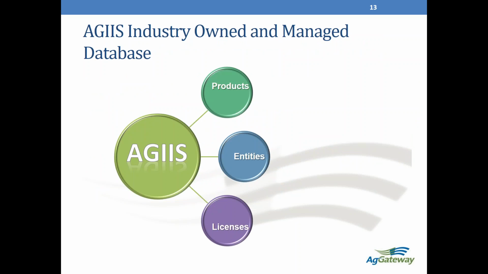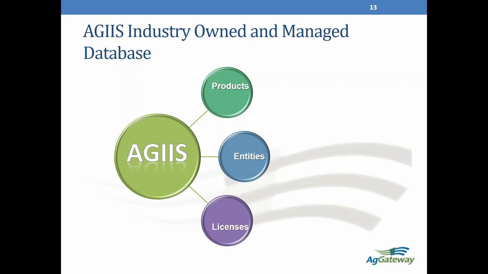So this next diagram below is a very simplistic diagram that breaks out the database. Within AGIIS, you have products, you have entities, and you have a seed license component that allows license agreement owners to tie a license to an entity.